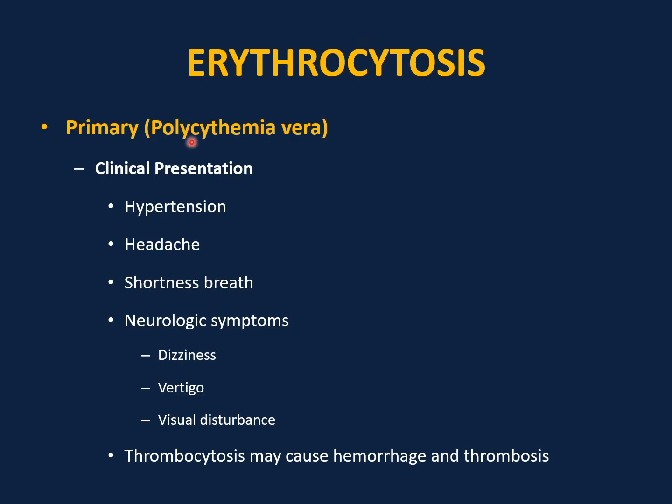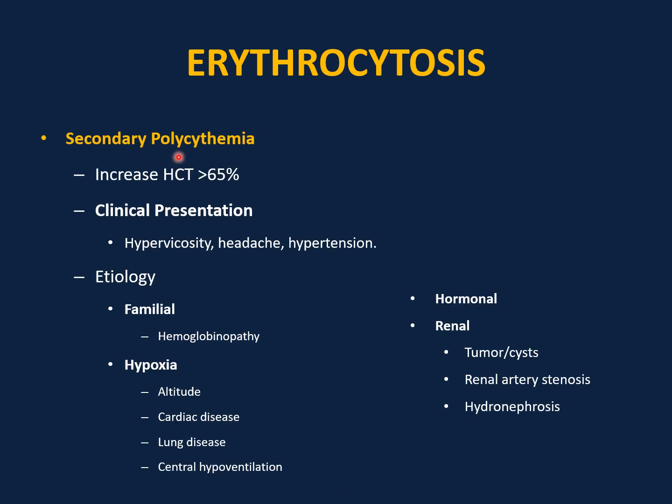Clinical presentation of polycythemia vera: hypertension, headache, shortness of breath, neurological symptoms like dizziness, vertigo, visual disturbances. Thrombocytosis may cause hemorrhage and thrombosis. Secondary polycythemia: increased hematocrit more than 65%. Clinical presentation: hyperviscosity, headache, and hypertension.